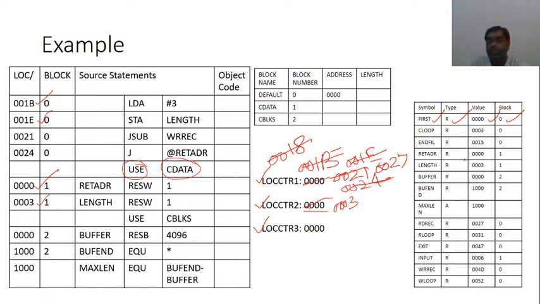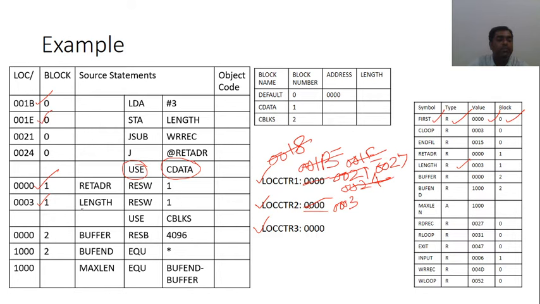It is written here RETADR 0000 block 1, and this is a relative term because the value of RETADR depends upon the starting address of the program. Now LENGTH, this is also a relative term because the value 0003 depends upon the starting address of this block. So it is also entered here. You can see here LENGTH, 0003, block 1 and relative term. In this way these labels are entered into the symbol table.